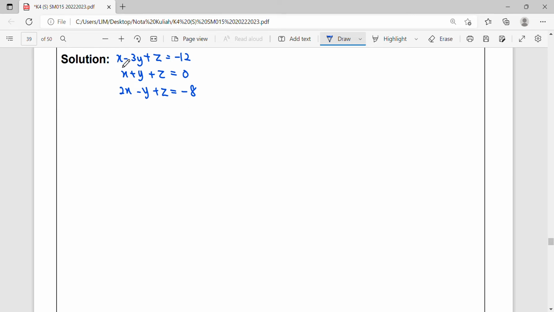So for the coefficients of x, y, z, 1, -3, 1, we'll put in matrix form. Second equation here, 1, 1, 1. Third equation here, 2, -1, 1. Times the unknown matrix, which is x, y, z, equals the answer, -12, 0, -8.